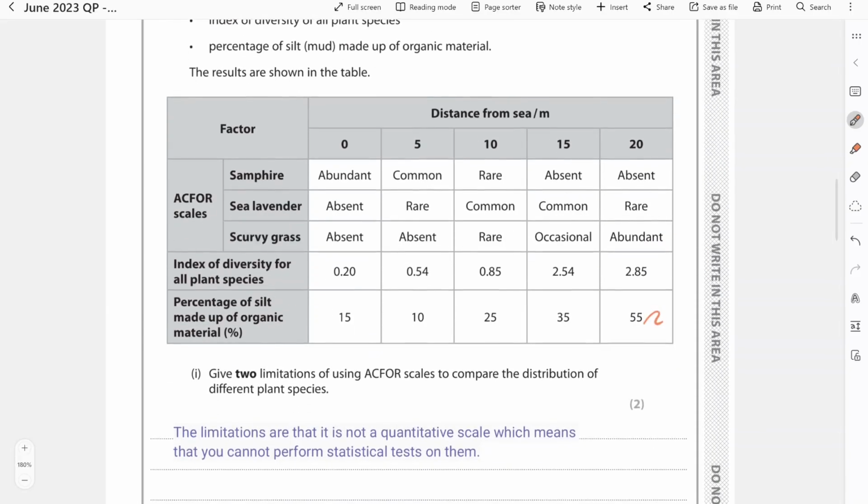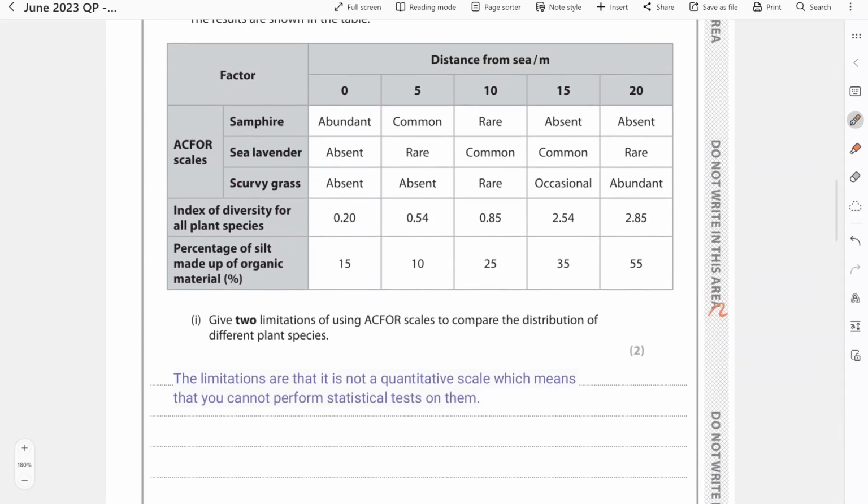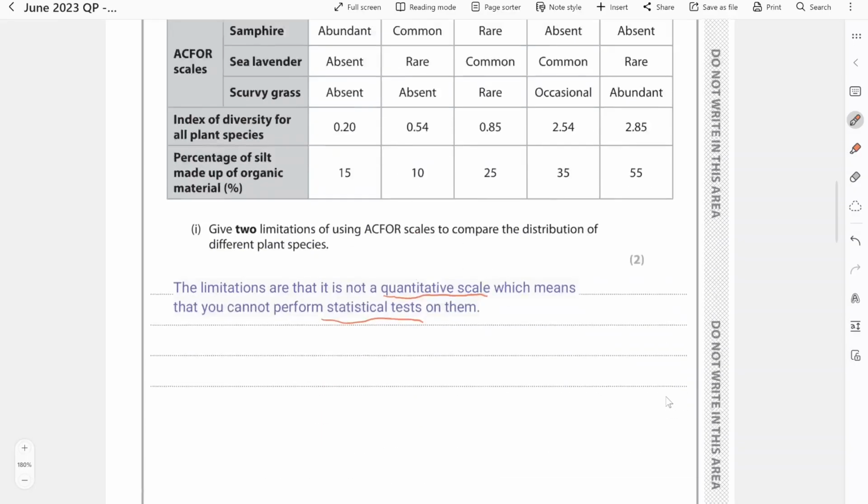All right, so part 1, it says give 2 limitations of using the ACFOR scale to compare the distribution. Well, first of all, it's a category, it's not a quantitative scale. And because it's not a quantitative scale, you can't perform statistical tests on them. So you don't know if there is a significant difference between the categories or the places that you are surveying. Another thing you can also mention is that it's quite subjective as well.